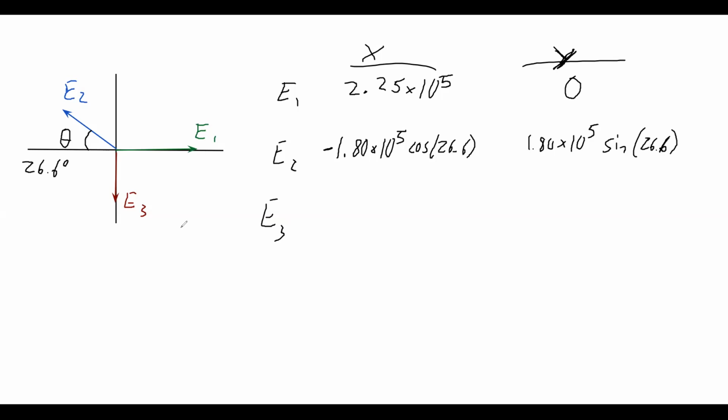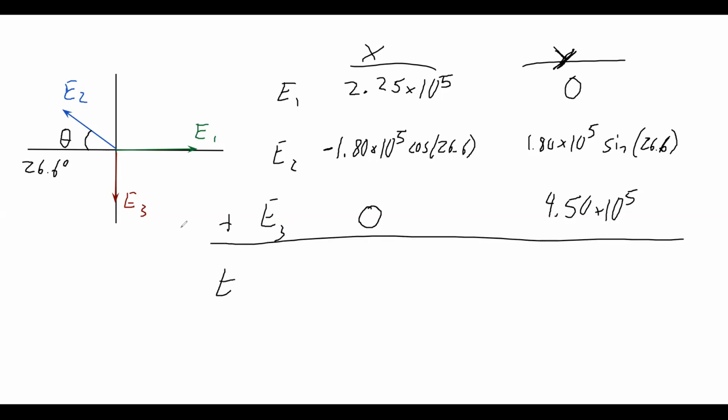Okay. And again, positive because it's in the second quadrant. So the y component is positive. And then E3. So E3 only on the y-axis. So E3 is not going to have an x component. It's 0. And we calculated for E3 4.50 times 10 to the 5. Okay. And we add these up to get our net electric field.